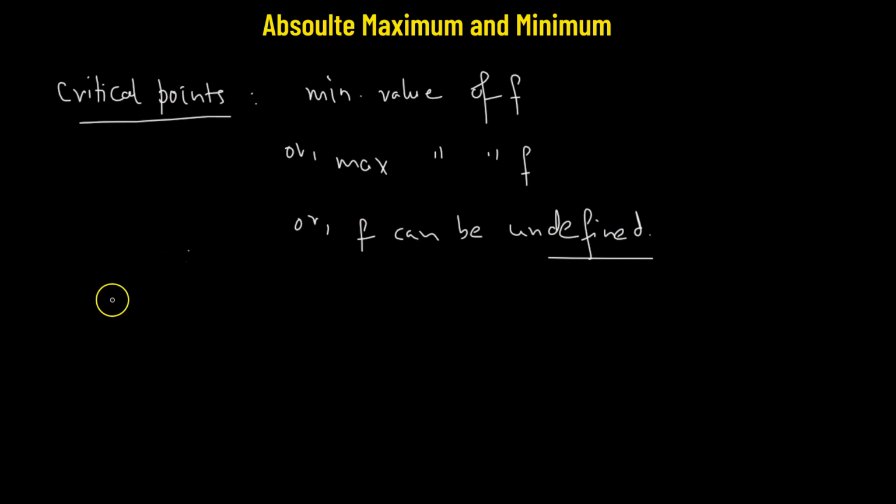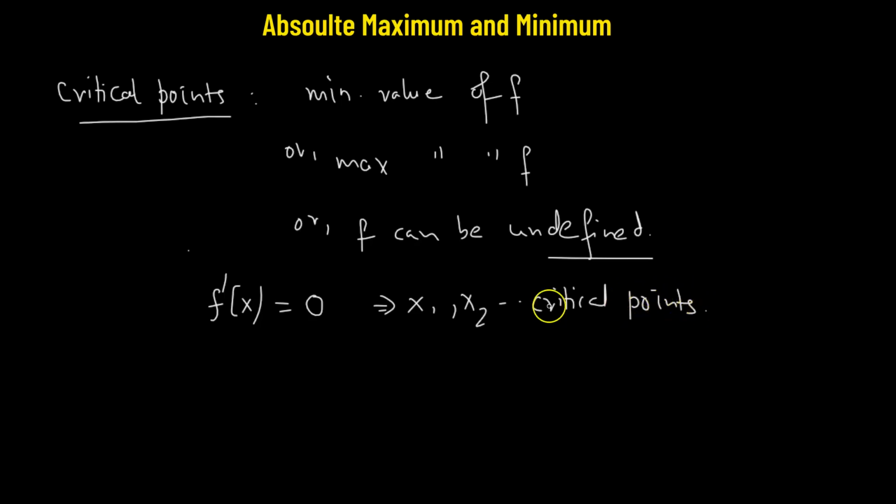What happens in critical points is we take the function f of x and find its derivative with respect to x and then equate it to 0. When we solve that equation, we get certain values of x, and these values of x are going to give us the critical points.